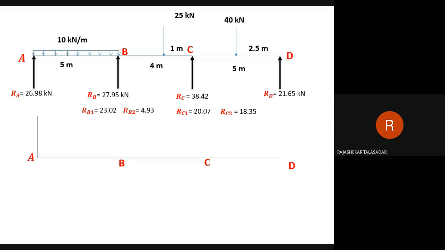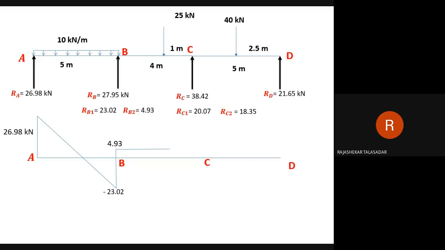Next, at B left, how much is it? 26.98 minus 10 into 5, 50. How much do you get? Plus 26.98 minus 50, minus 23.02, isn't it? That is up to B left. If you cross the point, minus 23.02 plus the net value 27.95. How much will it be? It will be plus 4.93, above the baseline. From B up to this load there is no loading, so it remains constant. Next, if you cross the load, the previous value plus 4.93 minus 25.